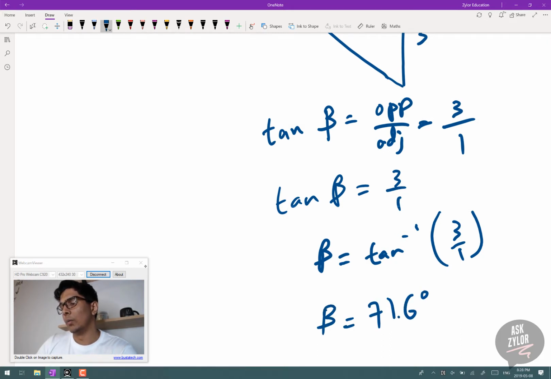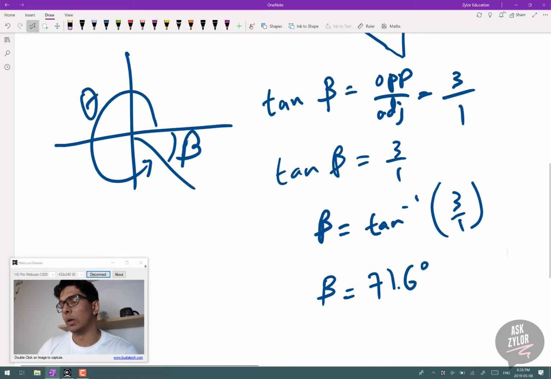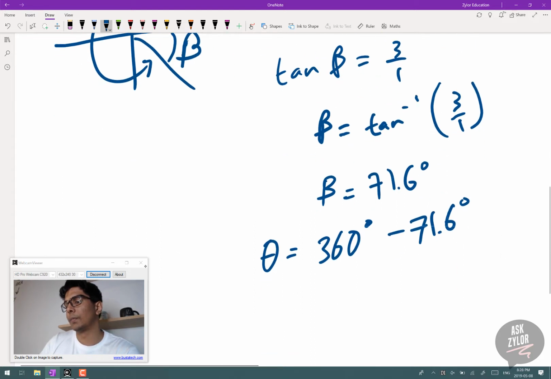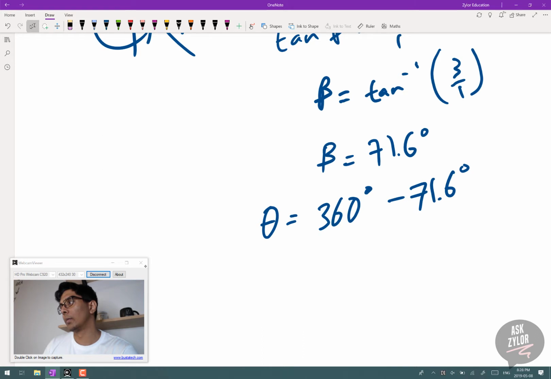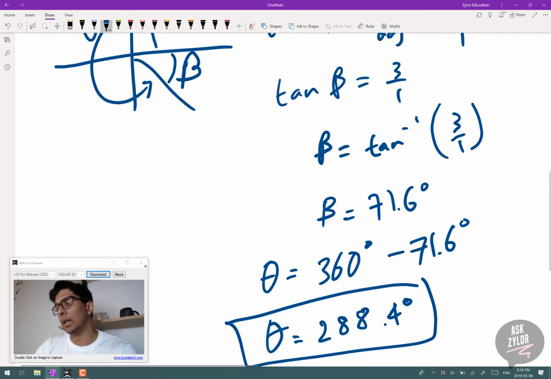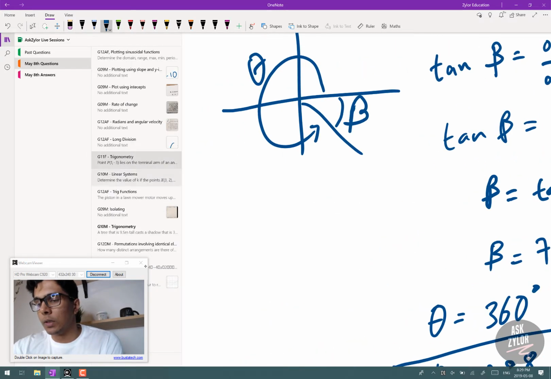But we need to understand that it's this angle right here. What they're asking for is the principal angle. So how do I find the principal angle? I'm going to do 360 degrees minus 71.6 degrees. So that's going to give me an angle of 288.4 degrees. This is my principal angle, and I get that from my related acute angle. So let's move on to the next question.